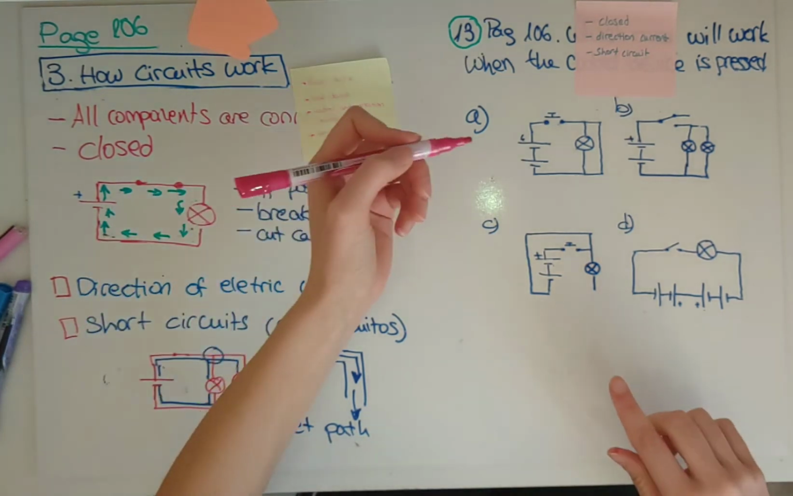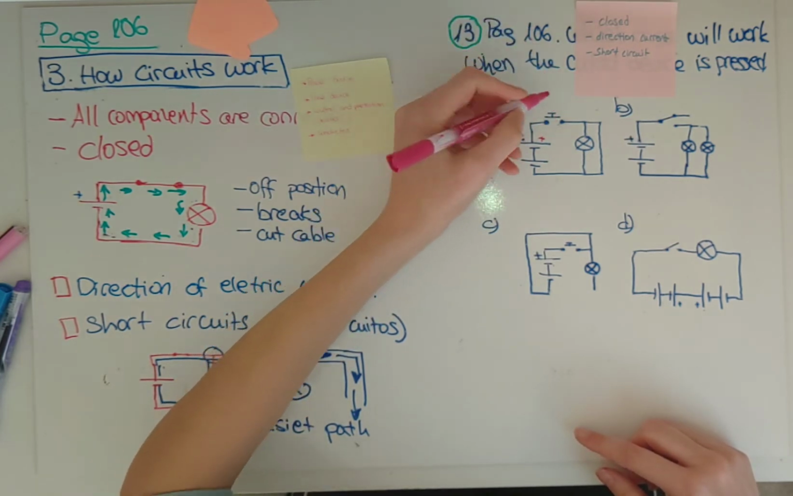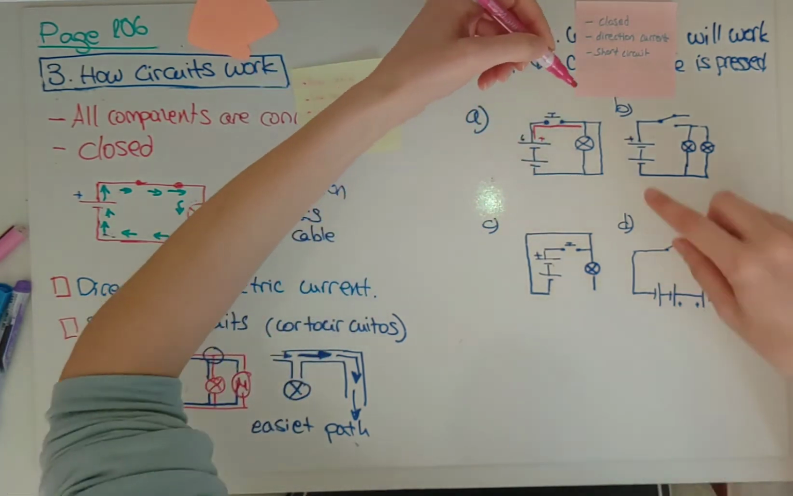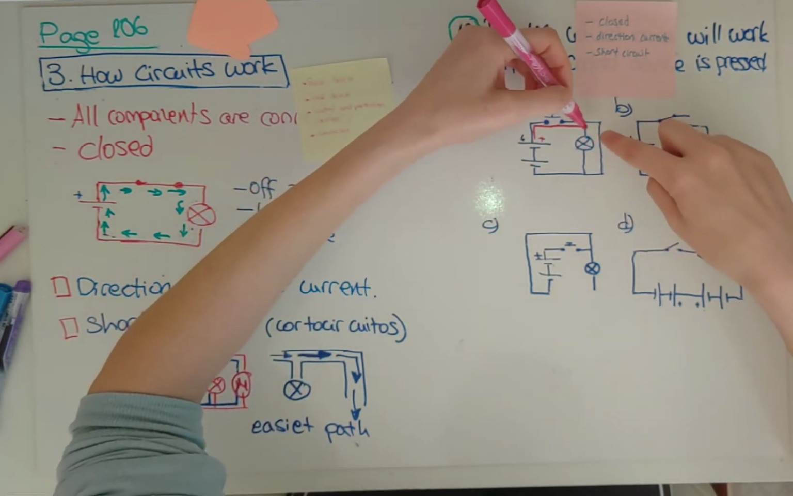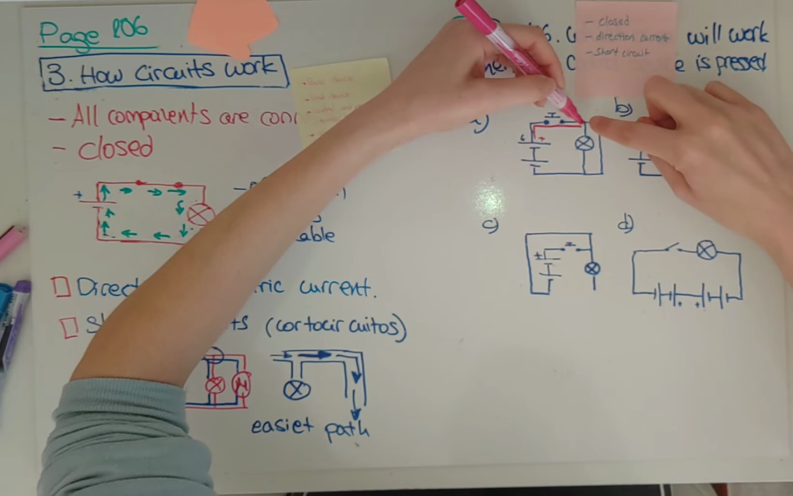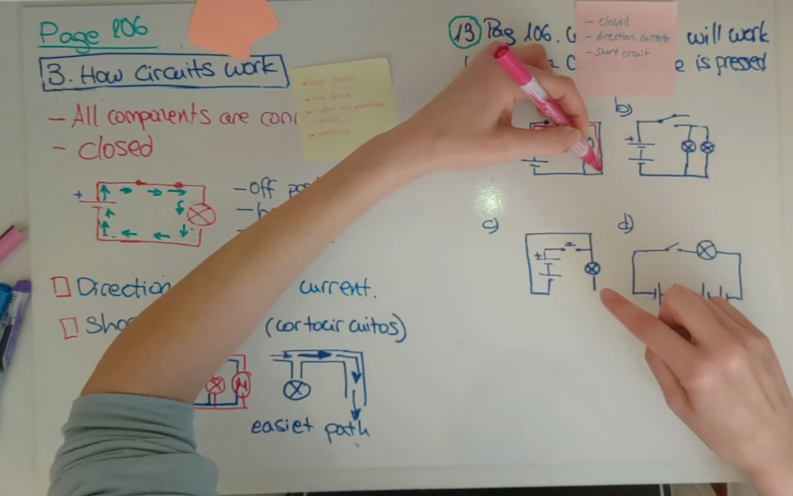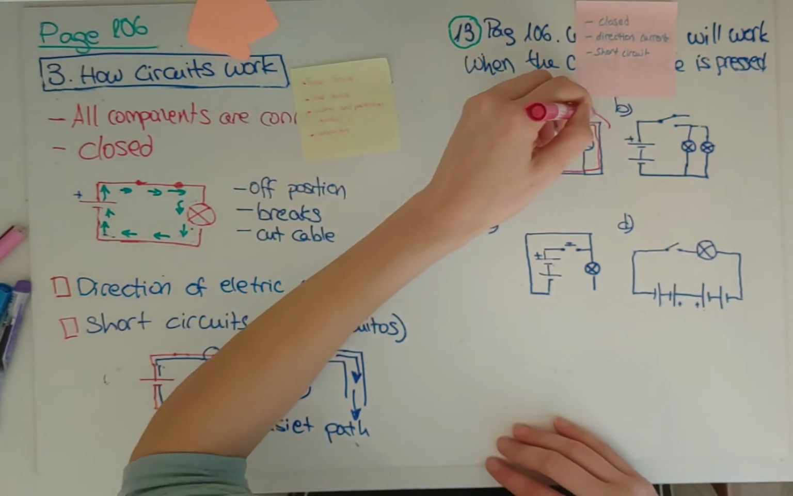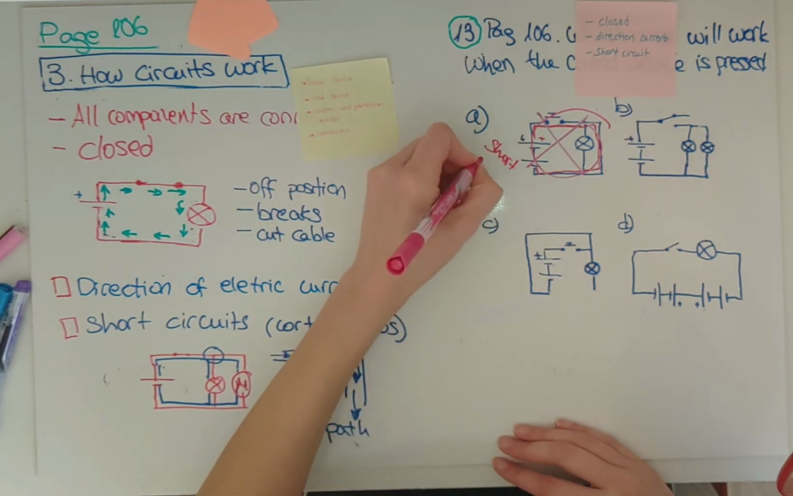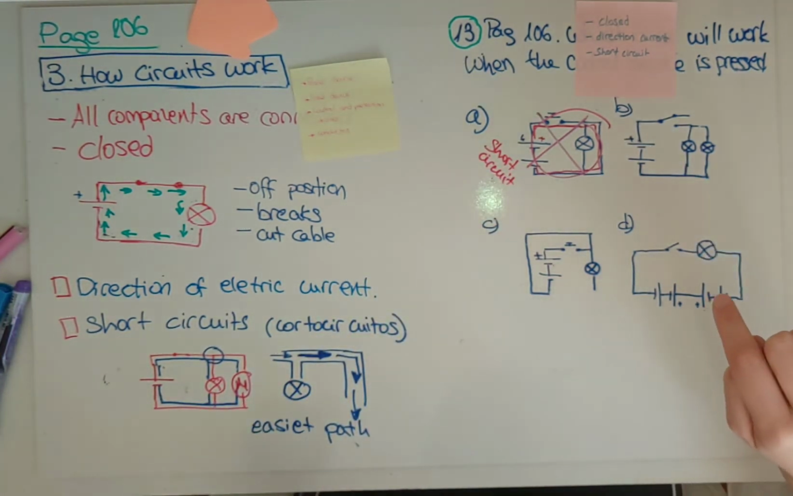Circuit A. From the positive pole of the battery, I press the push switch and the current goes through it. When the current reaches this point, it's going to take the easiest path, and no load device is in the path. So, what is that? Short circuit. It doesn't work.